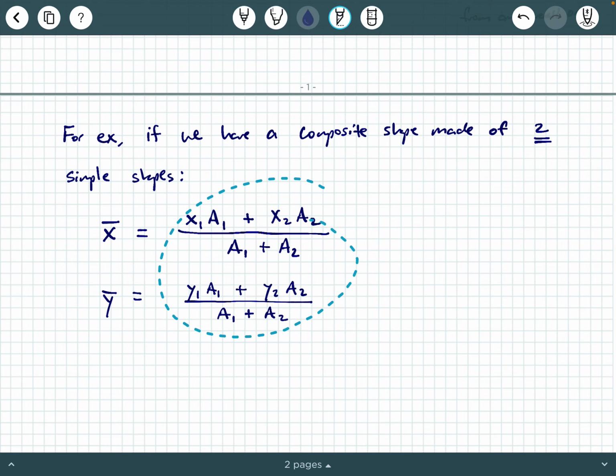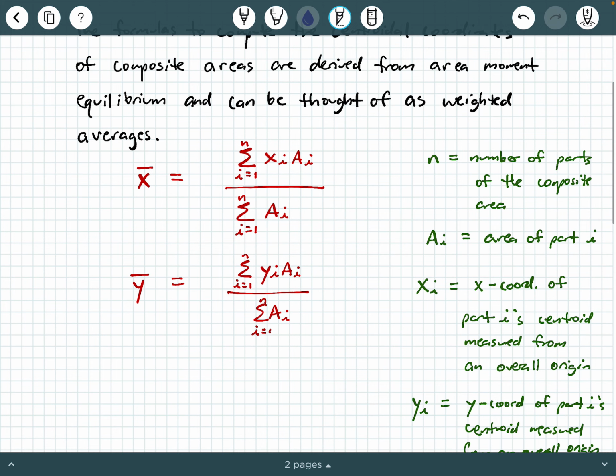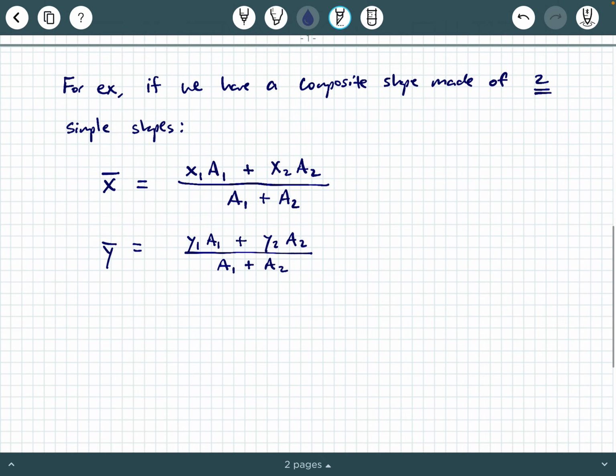Now, how are these the same formulas as these? Well, again, I just expanded out the summation. Now, you've got to be very careful. Let's look at these numerators. You are adding up these products. So you're adding up the products of x sub i and a sub i, and that is your numerator for however many parts you have. So again, this is a little demonstration of how we can expand and simplify those summation formulas when we have a composite shape made of two simple shapes.